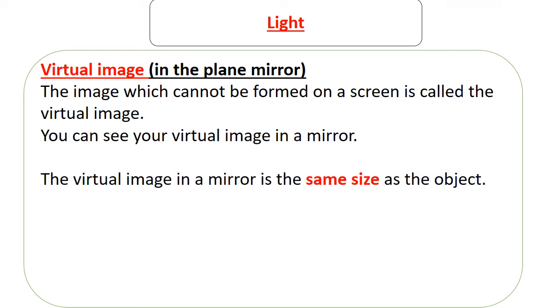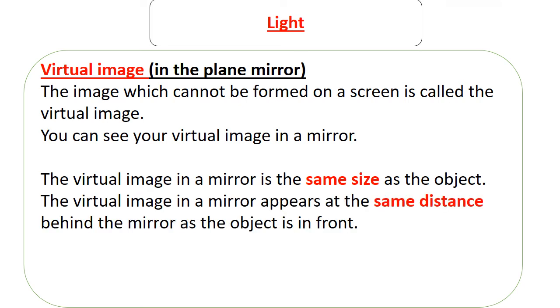The points I'm highlighting now are what are called the properties of a virtual image in a mirror. Always remember them. The virtual image in a mirror is the same size as the object. So when you look at yourself in the mirror, what you see is the same size as you. There's nothing like, no, this which I'm seeing has a bigger head than me. What you see is exactly as you are in terms of size.